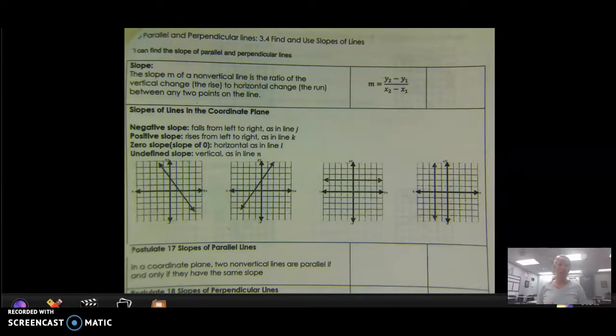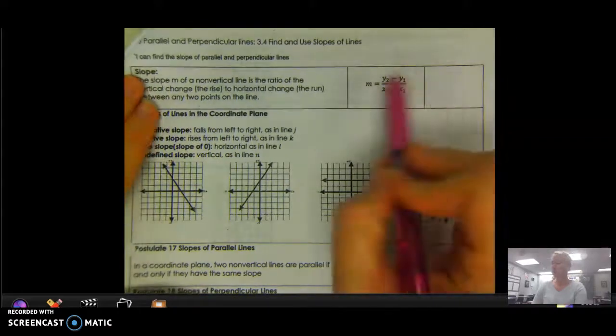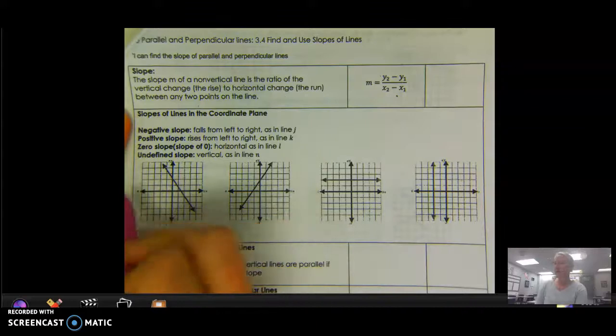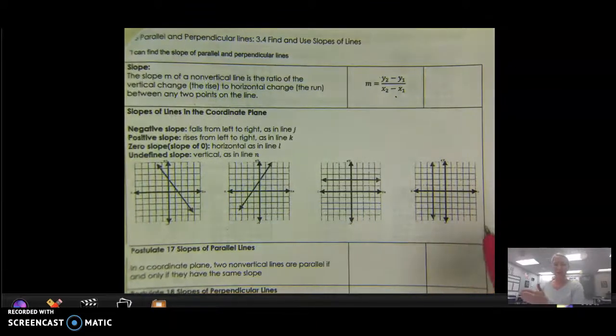Remember, slope is the ratio of the vertical change and the horizontal change. So the rise over the run. Remember, the formula is right here. It's y2 minus y1 over x2 minus x1. So we read lines like you read a book, from left to right.